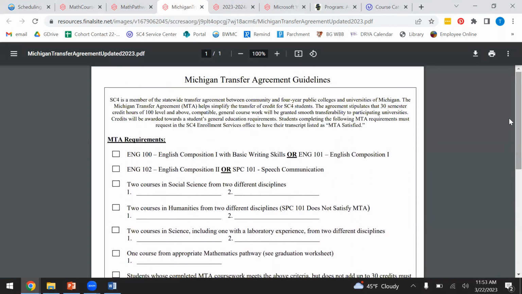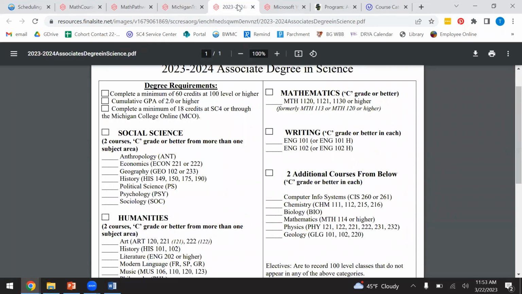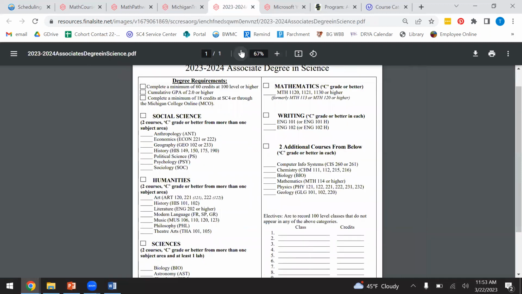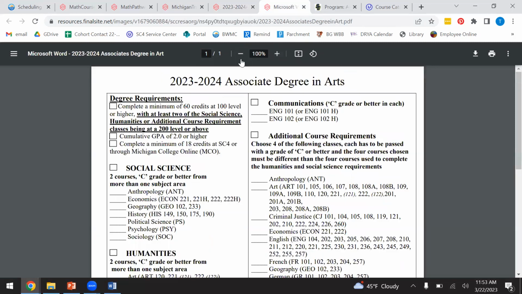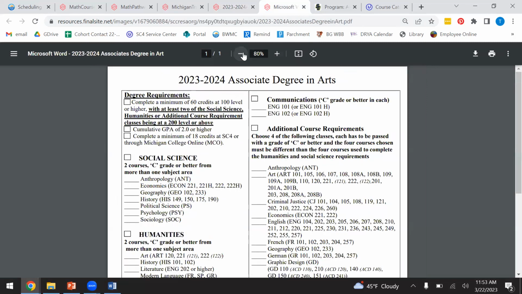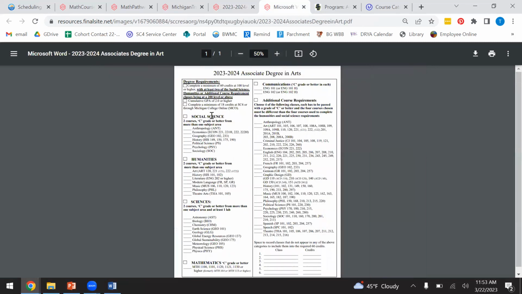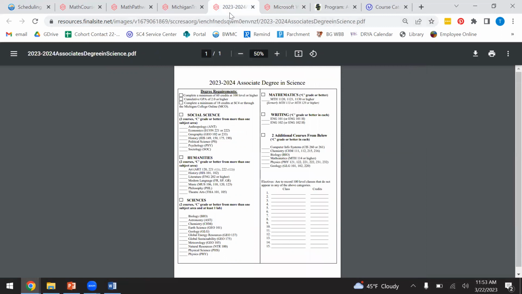So we've kind of worked all the way around, but let's look at the Associate of Science and the Associate of Arts. I'm going to scroll out so you can see the bigger picture, and then we'll scroll back in to get into detail. When we scroll out, you can see the social science, humanities, science, math, and English are the same for both.